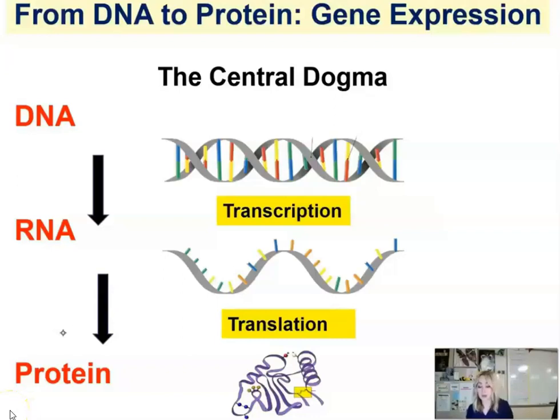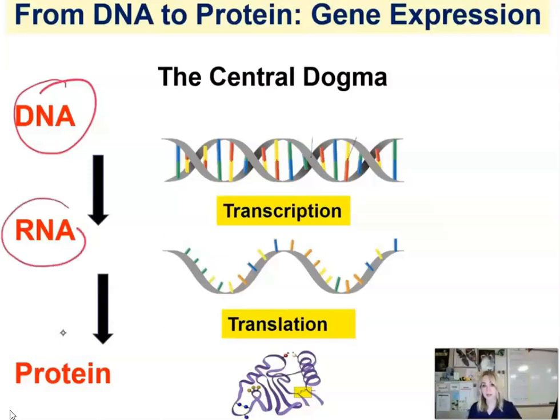So the blueprint of life is actually DNA. DNA is going to be used to synthesize a sister molecule, which is going to be RNA, and then the RNA is going to be used to produce and synthesize a protein. This flow of information from DNA to RNA to protein is what we refer to as the central dogma.